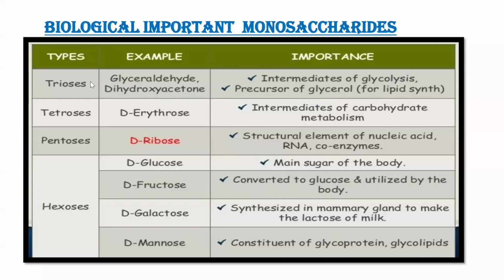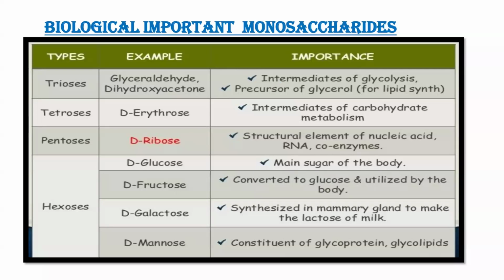So examples, we have trioses. Remember I told you about trioses in the previous slides: glyceraldehyde and dihydroxyacetone. They are examples of trioses, that is sugars with 3 carbons. So the importance of glyceraldehyde and dihydroxyacetone phosphate: first, they are important as intermediates of glycolysis. When we say intermediate of glycolysis, it means that they are very, very important in glycolysis. They are needed for glycolysis to continue in the biological system.